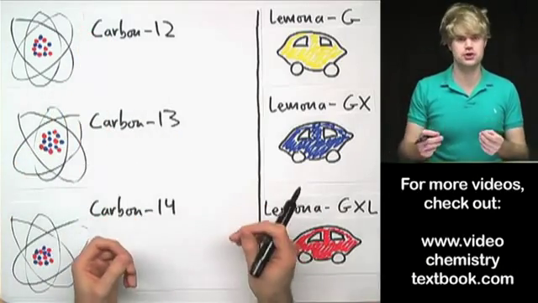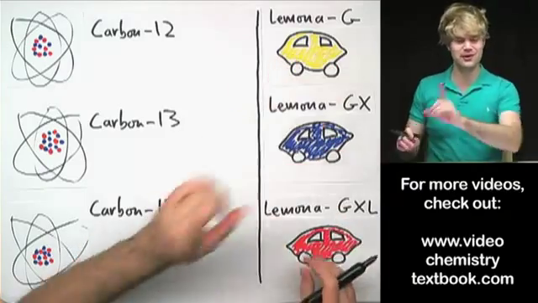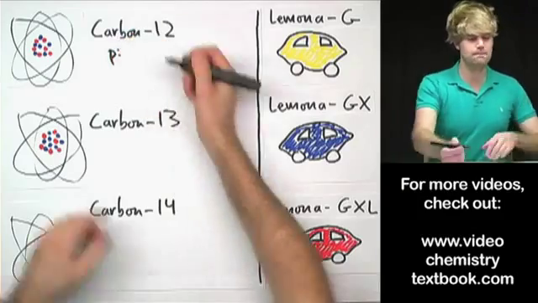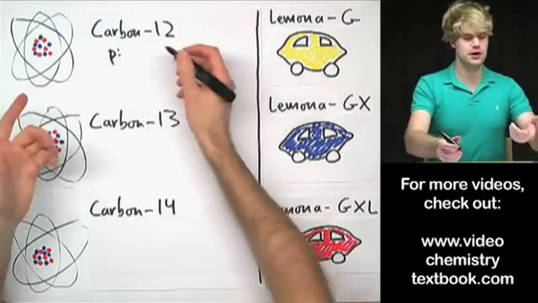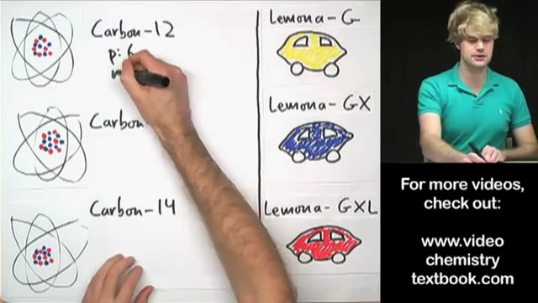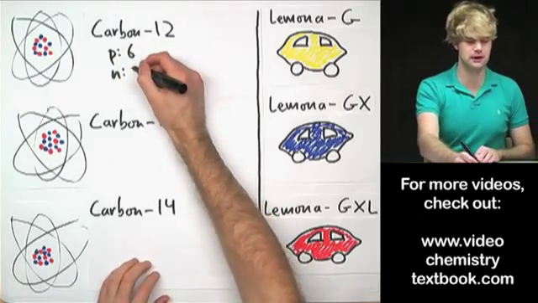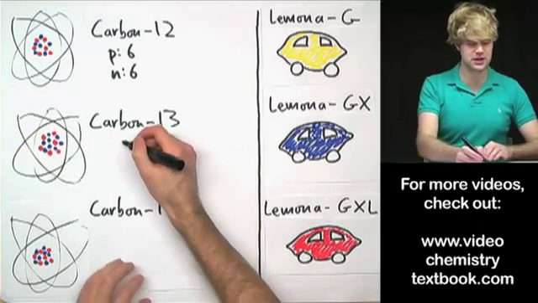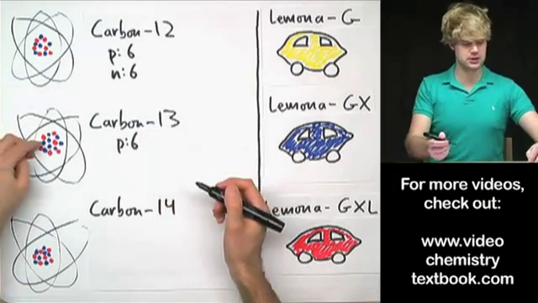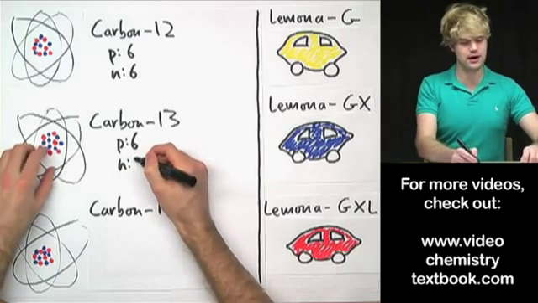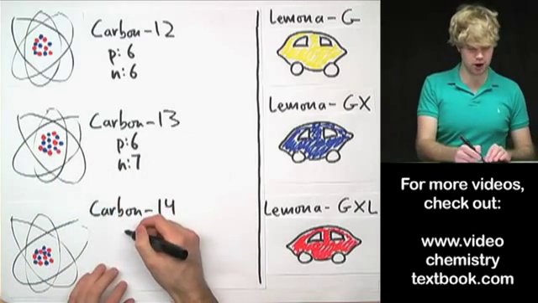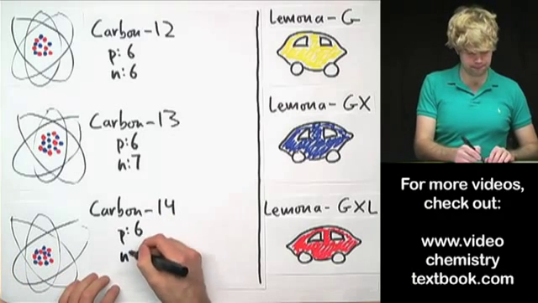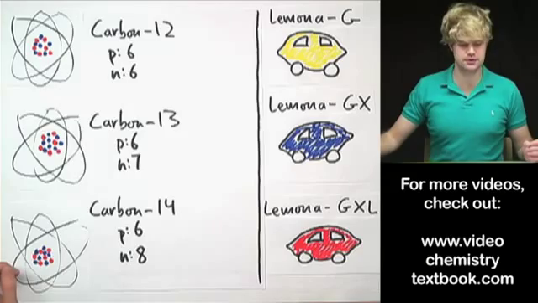Let's look at the options in them. Like we did with the Lamona, let's look at how each one of these different types of carbon differs. Okay? So, if we count the number of protons in carbon-12, we'll see that it has 6 protons, and if I count all the blue spots here, I have 6 neutrons. Okay? Carbon-13, 1, 2, 3, 4, 5, 6. Red spots, 6 protons. In this one, I have 7 neutrons, and in carbon-14 down here, I have 6 protons, and I have 8 neutrons.